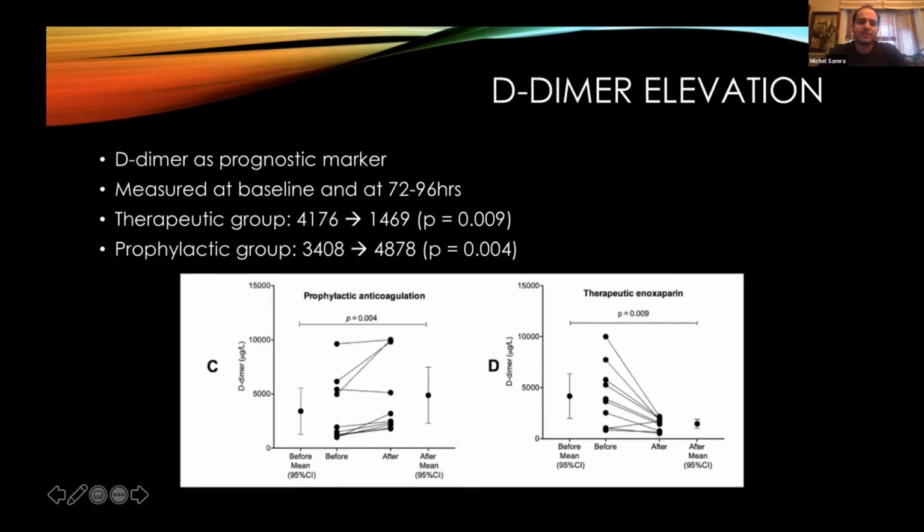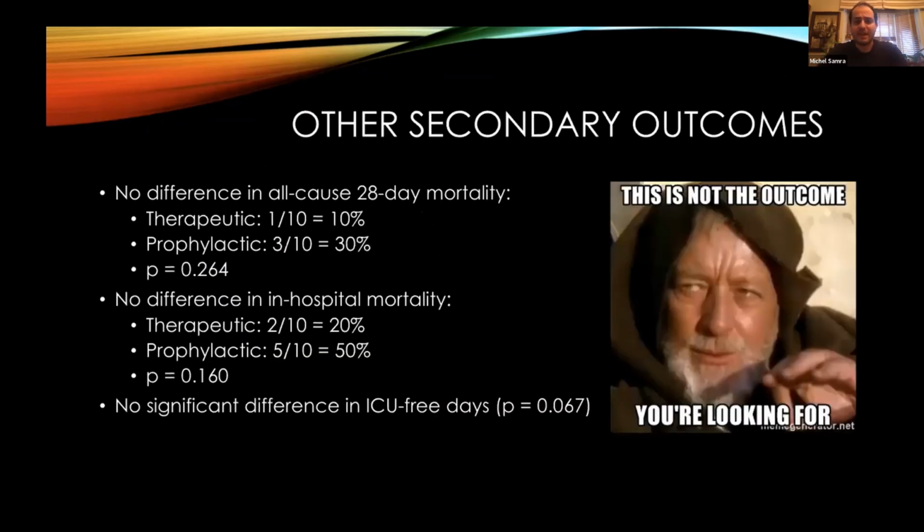They also looked at the D-dimer elevation. So as we mentioned before, D-dimer is a good prognostic marker for these patients, and it was measured at baseline and at 3 to 4 days. And you can see that in the therapeutic group, the D-dimer level actually goes down quite nicely, whereas in the prophylactic group, it goes up. So that's also very interesting. It's not necessarily telling you that these patients had a better prognosis, but we can possibly infer that as well, which goes along with the other findings that they were finding.